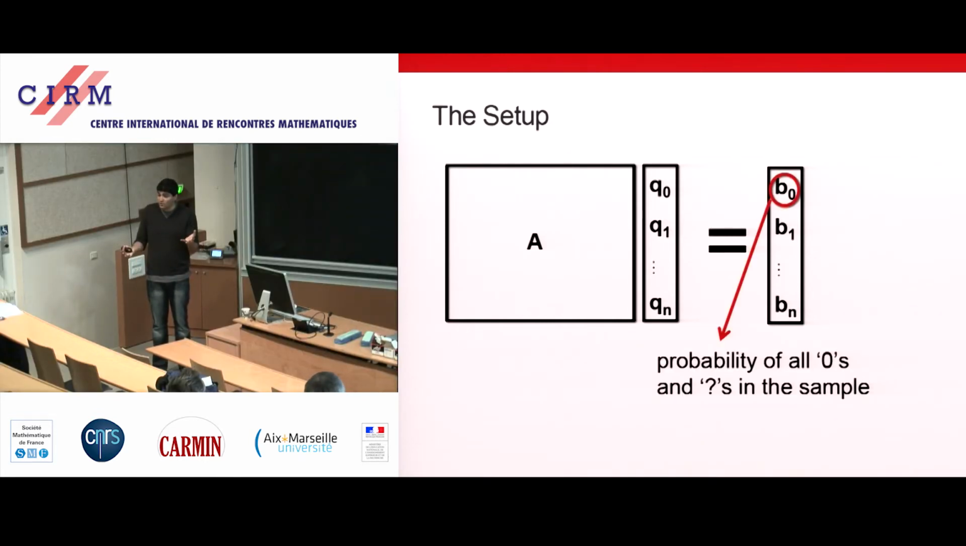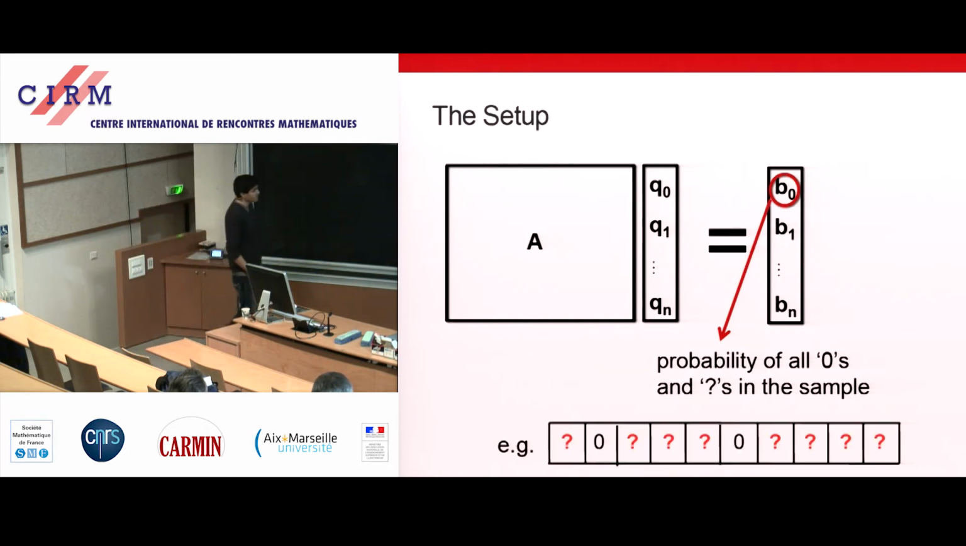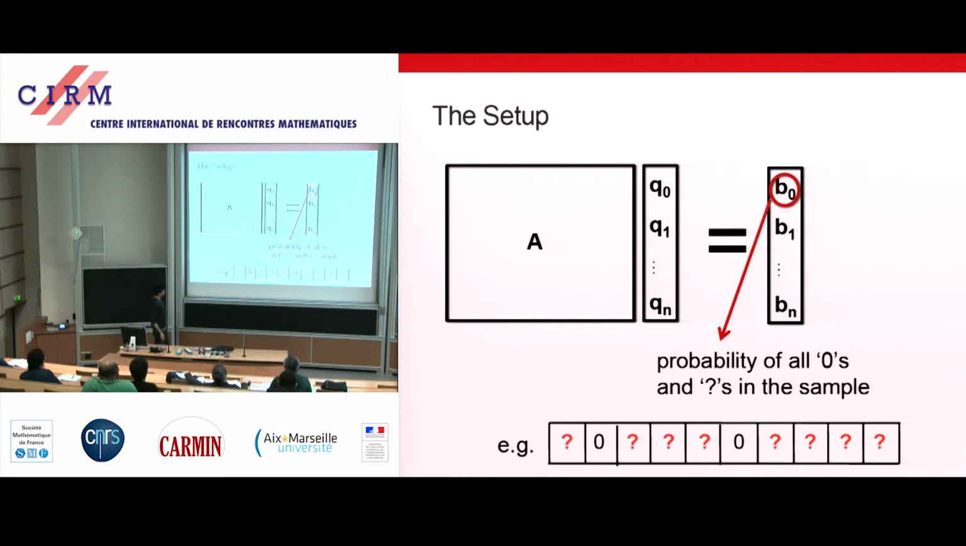Now, the right-hand side is exactly what you think it is. B0, by the way I've constructed it, is the probability that the output has only zeros and question marks, no ones, because that's literally what this matrix vector product gives us. So it's the probability we get a string that looks like this. Now, B1 is the probability that we see only one 1, and the rest are zeros and question marks. So we get a string like this.